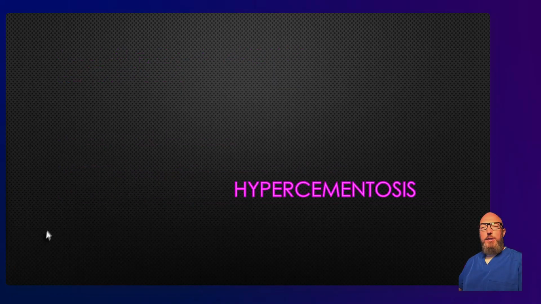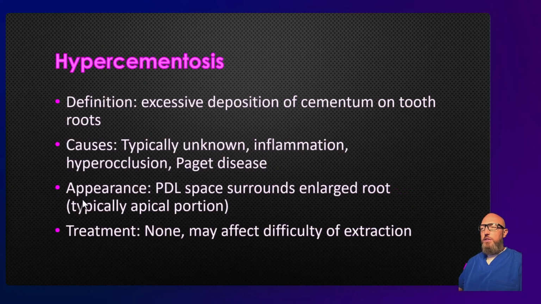All right, let's move on to hypercementosis, which is just excess cementum on the root of a tooth. Usually the cause is unknown, but sometimes it's been associated with inflammation, hyperocclusion, Paget's disease. Those patients tend to have more hypercementosis, but the appearance of this is a giveaway. The PDL space wraps around in a large part of the root, looks pretty bulbous, usually the apical portion of the root. The root looks fat, but it's still wrapped in the normal PDL.